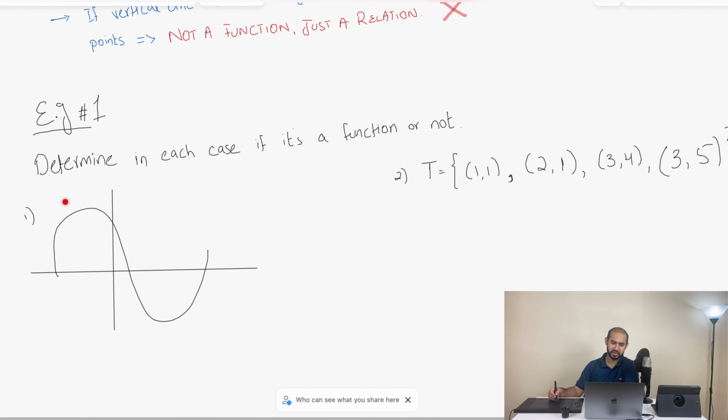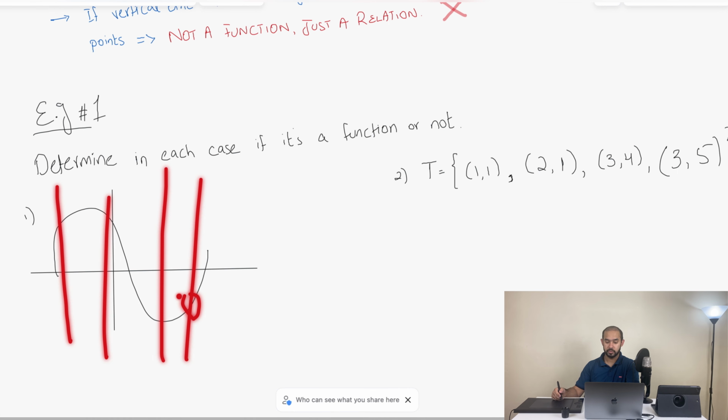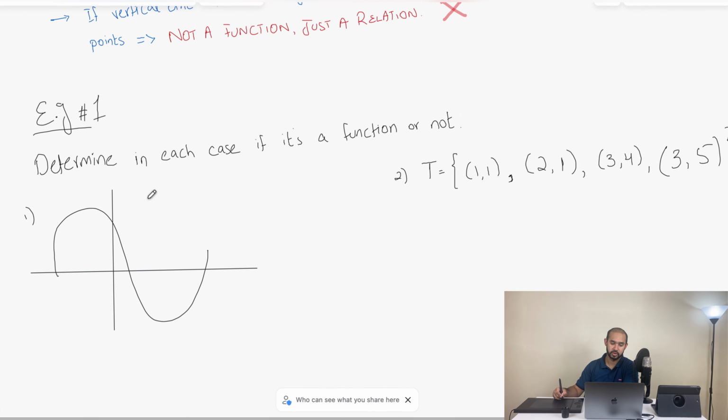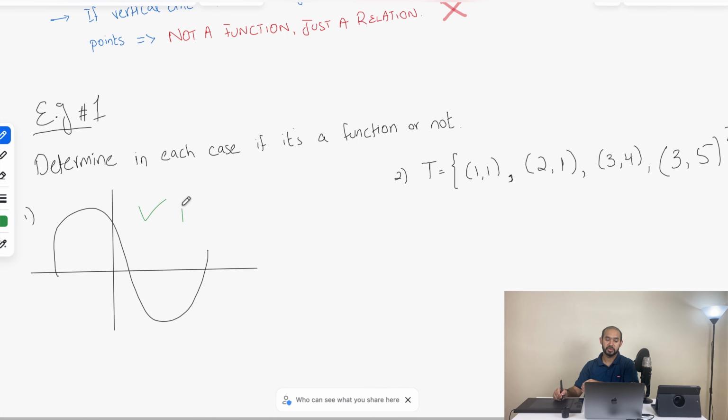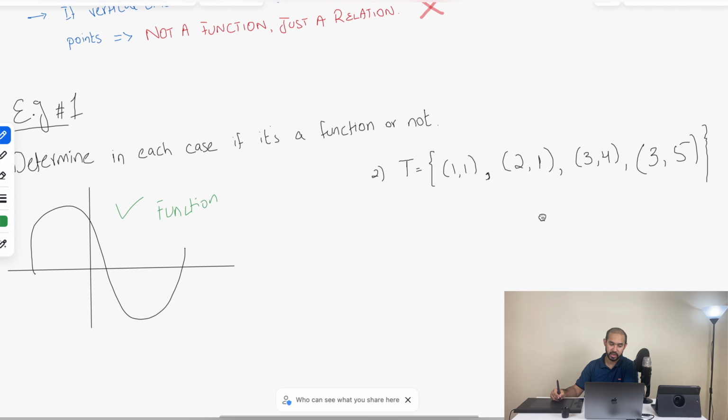Example number 1, we have to determine if it's a function or not. Now, how would I determine that? I'm gonna draw vertical lines on different sections of the graph. Alright. Now I can see on each section there is only one point of intersection. This one, and then this one. What does that mean? That means anywhere if I draw a vertical line, it's gonna intersect the graph at a single point only. That means it is a function.